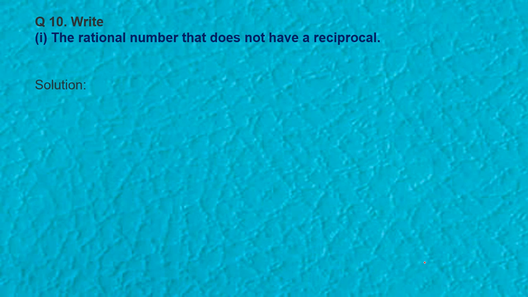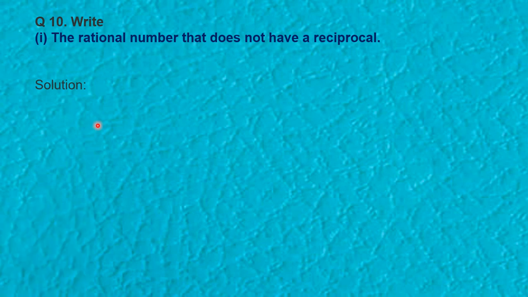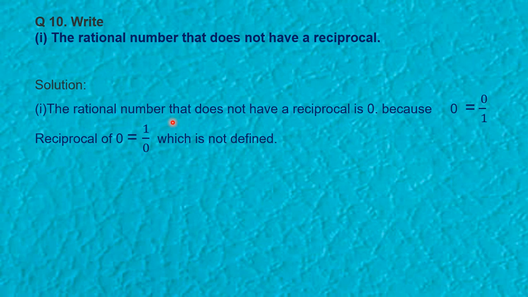Now next, question number 10. We have to write answers for the given. The first asks for the rational number that does not have any reciprocal. Is any rational number there that does not have a reciprocal? Correct. The rational number that does not have a reciprocal is 0.